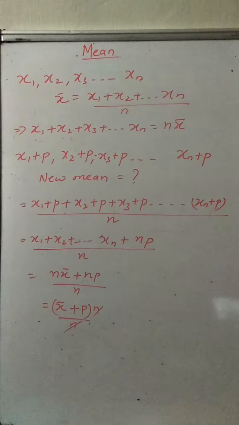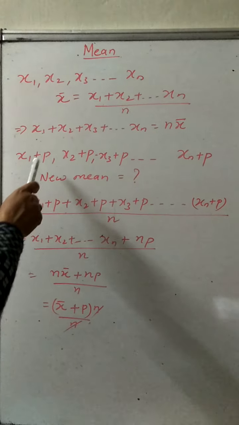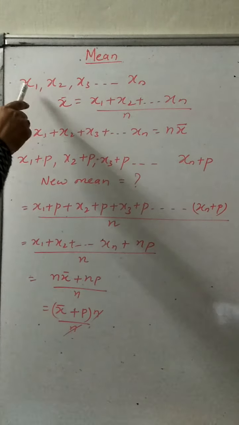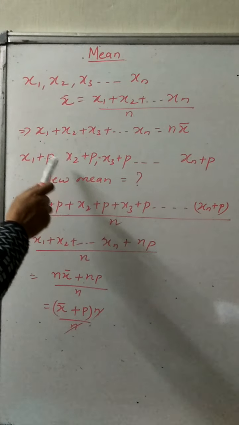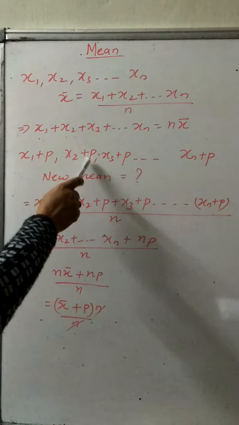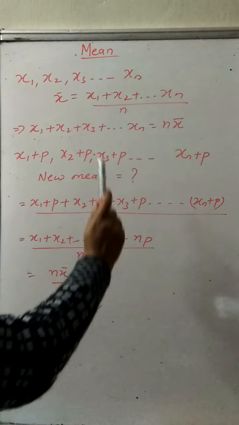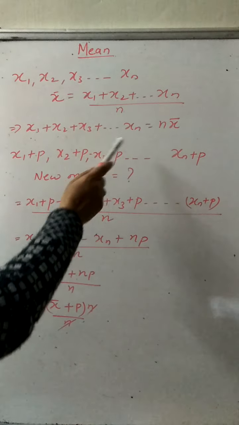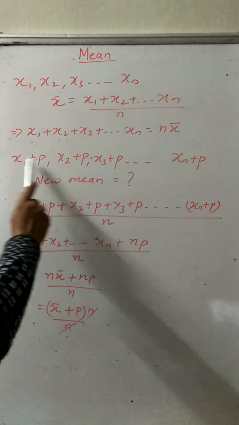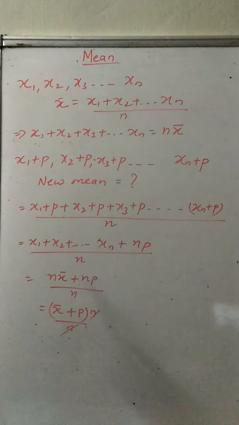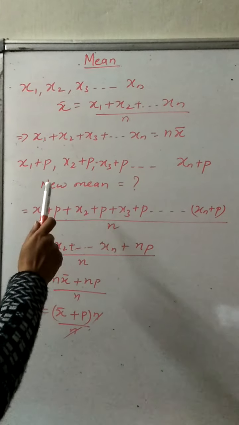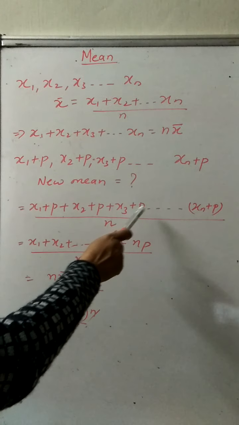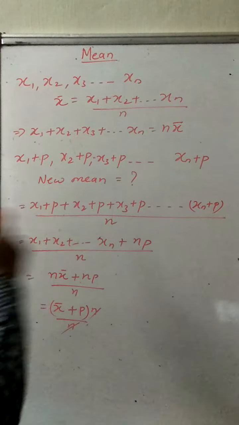Now the question is, what will be the new mean if every observation is increased by p? So I'm going to add p to each and every observation, that is x1 plus p, x2 plus p, x3 plus p, up to xn plus p. Now you have to calculate the new mean, and the number of observations is the same. So to calculate the mean, we have to add all these and then divide by the number of observations. So x1 plus p plus x2 plus p plus x3 plus p up to xn plus p, divided by n.